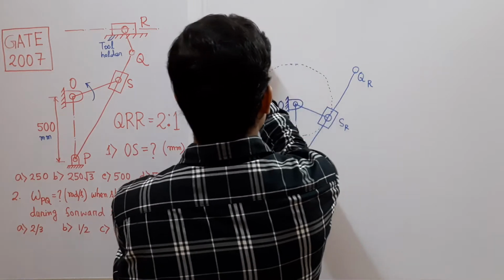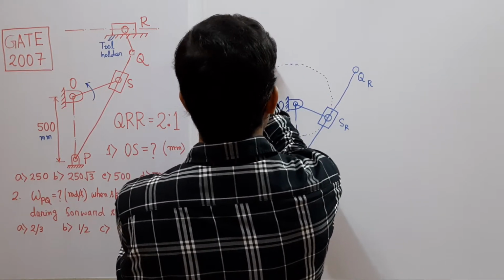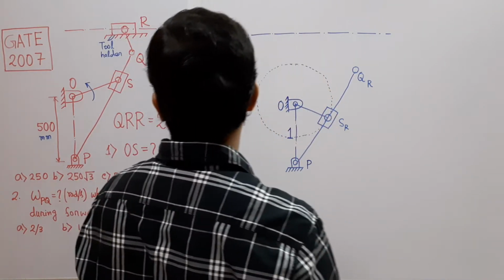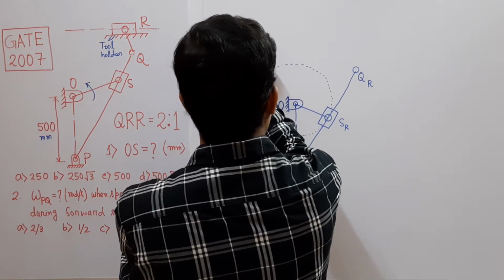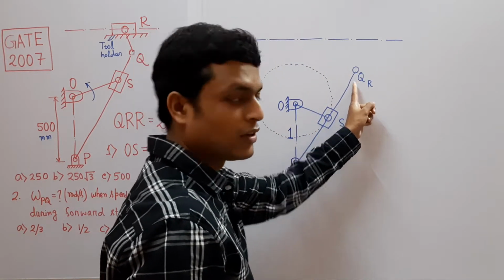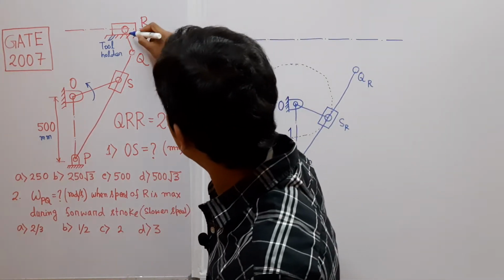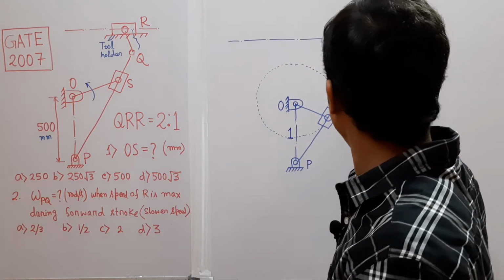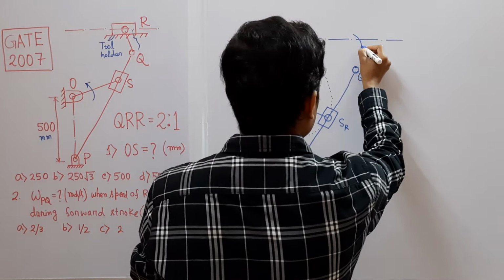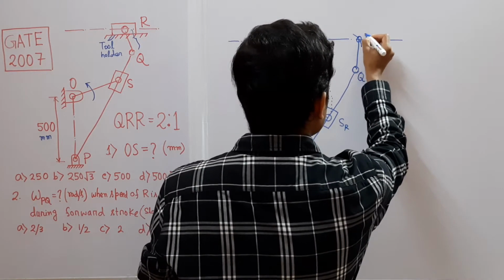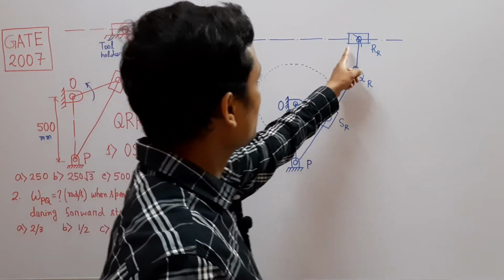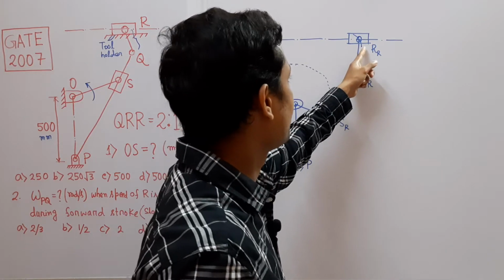Now from QR, we will also draw the axis of the slider. This straight horizontal line represents the axis of the slider. Let me draw it somewhere below. Now from QR we will draw an arc of radius QR, at center this revolute pair, and that will cut the axis of the slider at this point. The corresponding point is RR. So this is the location of the extreme right position of the slider or tool holder.